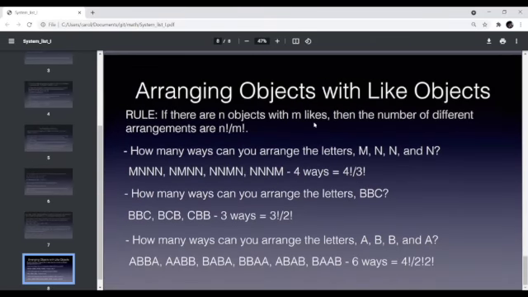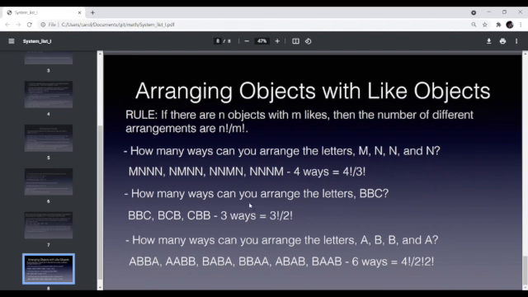Arranging objects with like objects. The rule is, if there are n objects with m likes, then the number of different arrangements is n factorial divided by m factorial. In how many ways can you arrange the letters M, N, N, and N? M N N N, N M N N, N N M N, and N N N M, which is 4 ways.